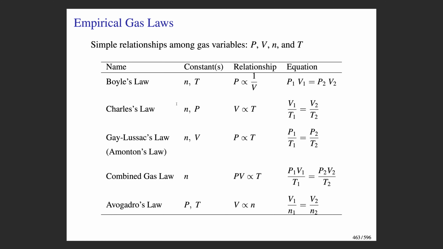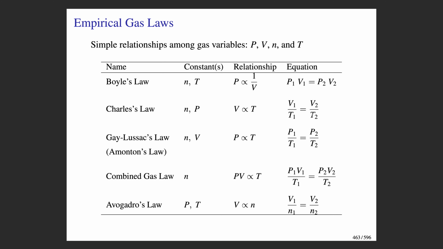For Charles' law, for constant number of moles of gas and constant pressure, you find that the volume is directly proportional to temperature. As temperature increases, volume increases. As temperature decreases, volume decreases. And that leads to this equation relating the initial volume and temperature of a gas to its final volume and temperature of the gas.